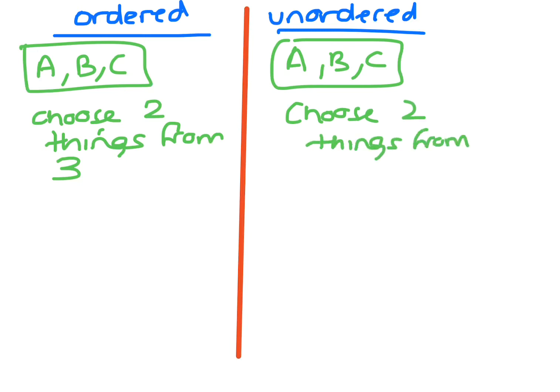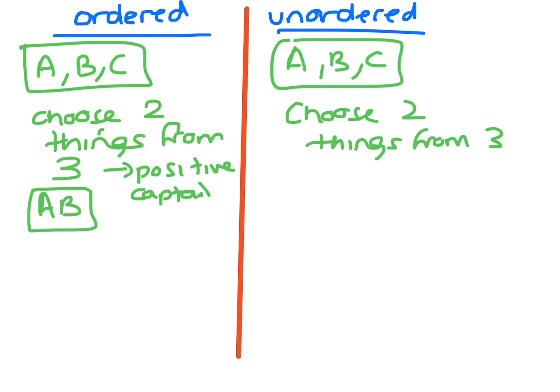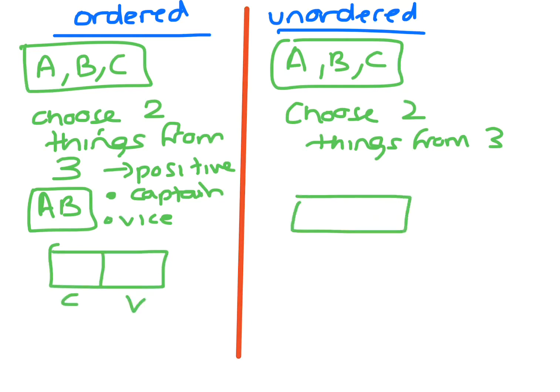Now, if we're choosing 2 things from 3 in this first one here, and the order matters, that's when I pick A, B. Things where the order matters is you might be picking them for a position, like you might be picking them to be, say, captain or vice captain. You know, there's 2 different positions. So you could have captain or vice. But for this one, you might be just choosing from those 2 people to just be on the committee, and neither of them have a particular position. So you just want to make sure that 2 people are on the committee. It could be AB or BC or etc.